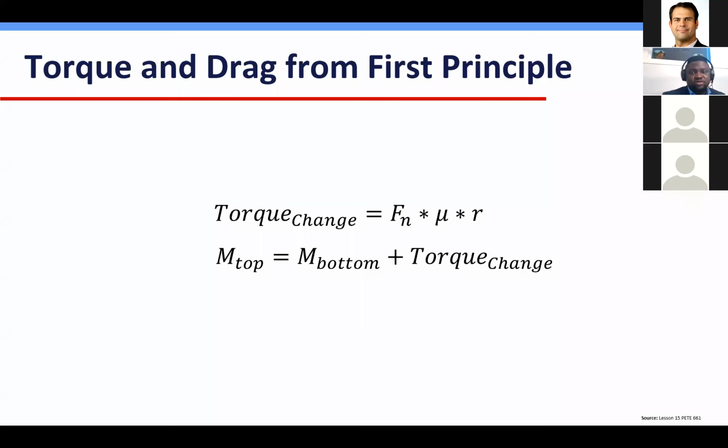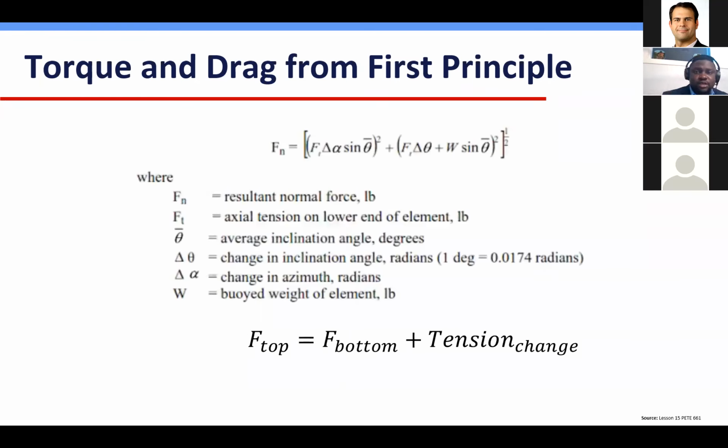So the basic torque formula is the normal force times the friction factor times the radius. Because we're going bottom up, you first calculate the bottom torque, and then add the change in torque to get the torque at the top. And that's the formula for the normal force. The same thing goes here: you calculate the bottom force, add it to the tension change, and you get the force at the top.